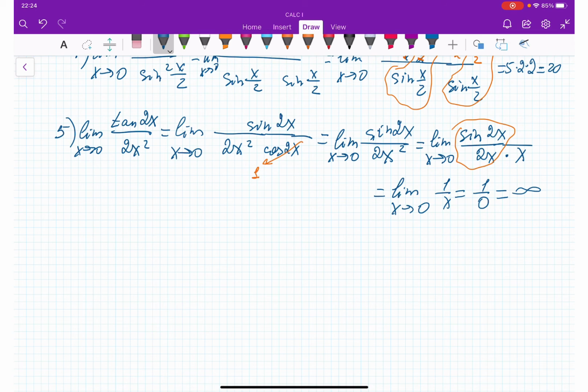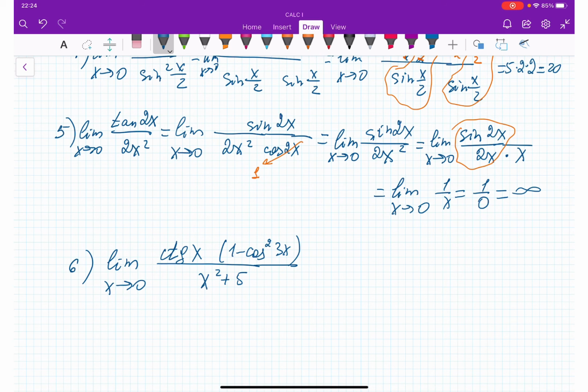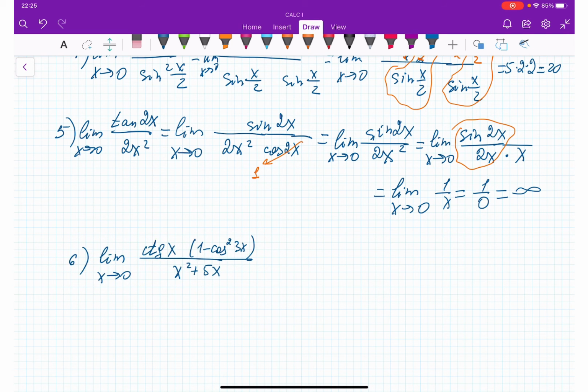Okay, let's solve the last one, and that is the advanced one. So I would highly recommend trying to solve it on your own first. See if you can handle it. If not, then come back and see how I solve it here. So cotangent x times 1 minus cosine squared 3x over x squared plus 5x. Okay, I don't need parentheses here. I don't know why they put parentheses in the denominator. There is nothing else, x squared plus 5x, so we absolutely don't need parentheses.